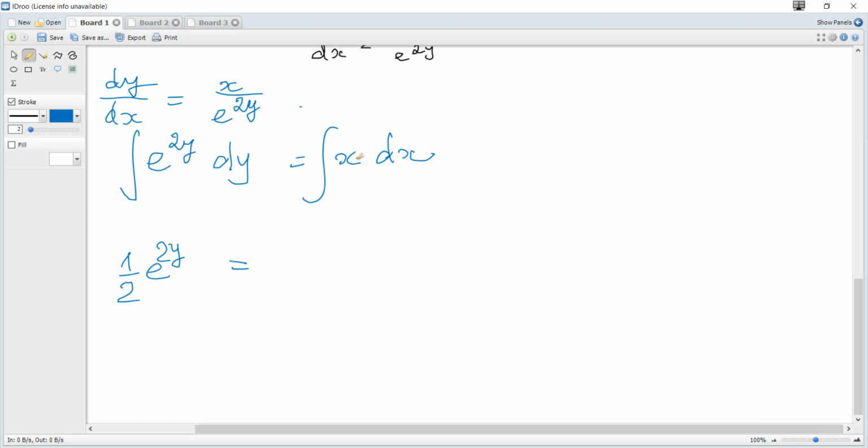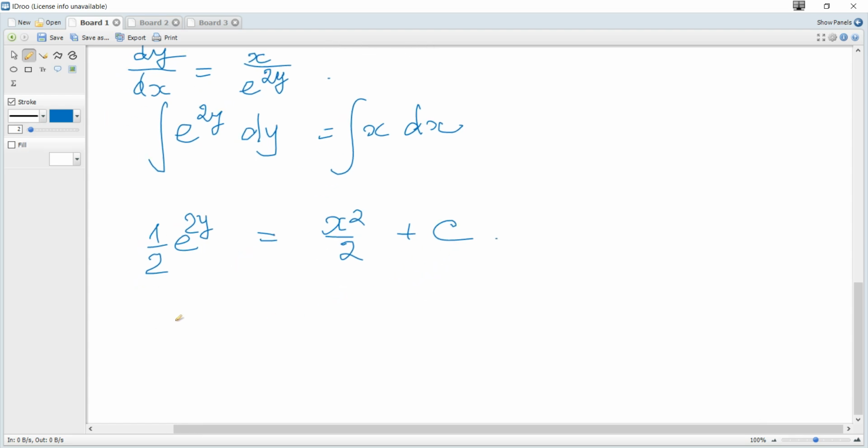The integral of x is x squared over 2 plus some constant. We write the constant only on one side. It's not necessary, but we can multiply each term by 2 to get 2c, but 2c is just another constant to be found. Let it be a, for example.